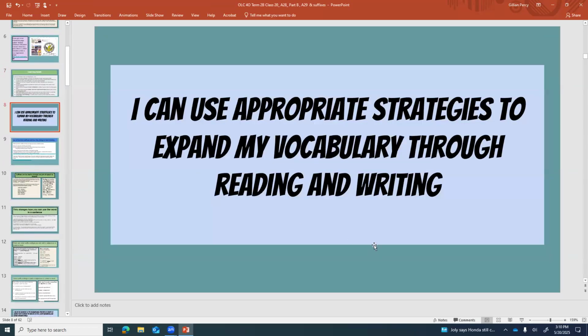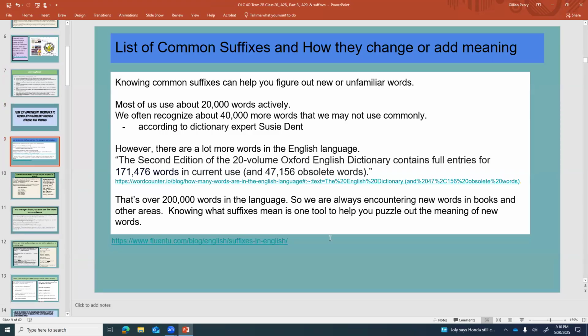Okay, so we are working on expanding vocabulary. On Thursday, we were talking about suffixes, and we're going to be talking about suffixes today and probably tomorrow a little bit. There are so many different suffixes in English, okay? And once you know what certain suffixes mean, it can help you to figure out new or unfamiliar words.